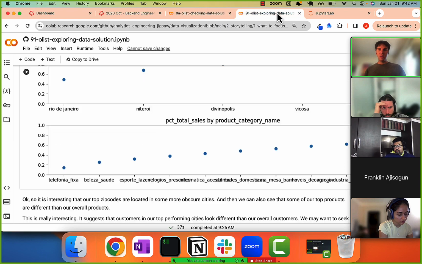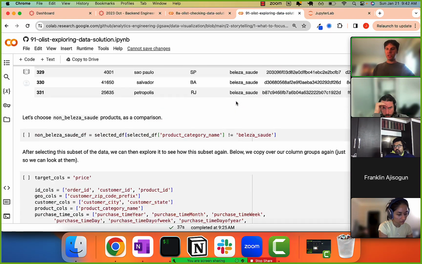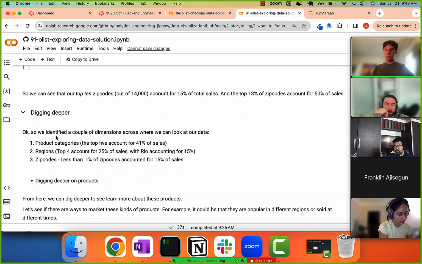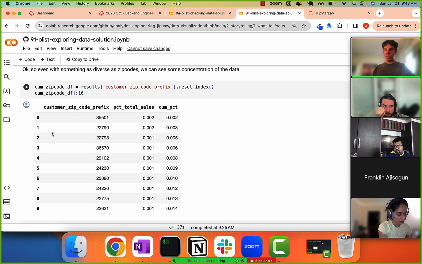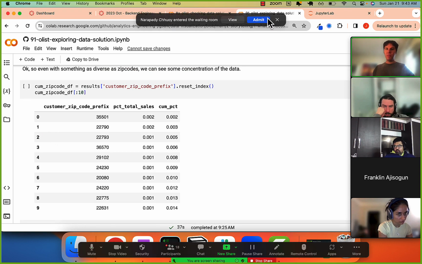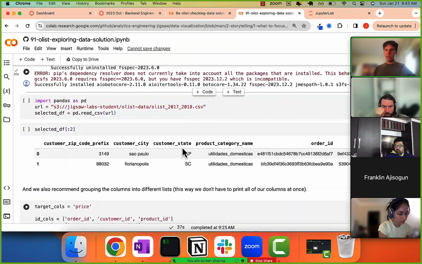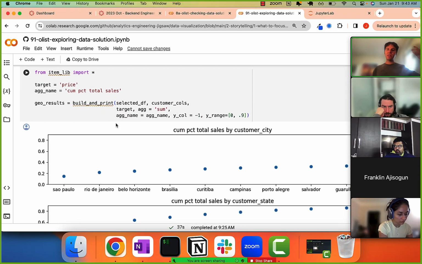Cool. The next thing is the exploring data solution. I don't think I have to go through all of this. I'm pretty sure the reading probably does. I would say read through this. It does a good job. But the main thing I would say is that once you clean the data, you can basically explore all of the columns, right?